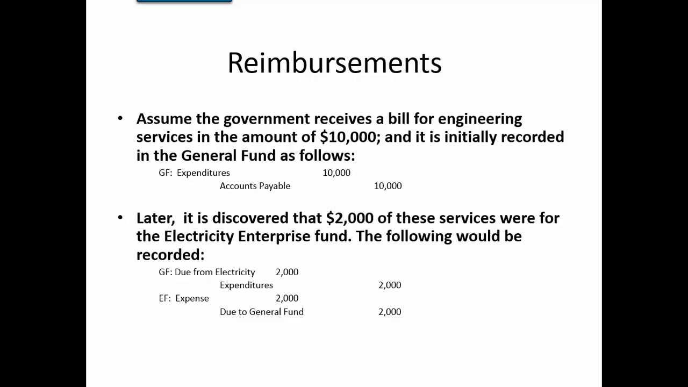Assume the government receives a bill for engineering services in the amount of $10,000, and it is initially recorded in the general fund by debiting expenditures, crediting accounts payable. Later, it is discovered that $2,000 of these services were for the Electricity Enterprise Fund. So now we have to debit due from electricity, credit expenditures in the general fund. The enterprise fund would debit expense and credit due to the general fund. So we're just moving it to the proper fund.